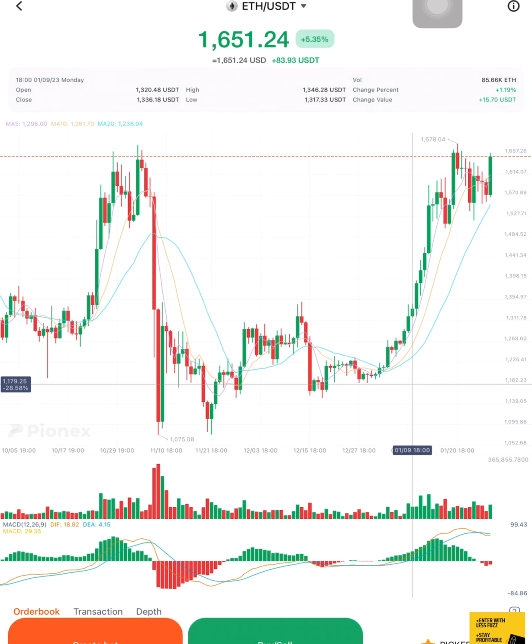Because if the market falls, you'll have more Ethereum. If the market rises, you'll have more dollars. Anyway, you're going to get rich.